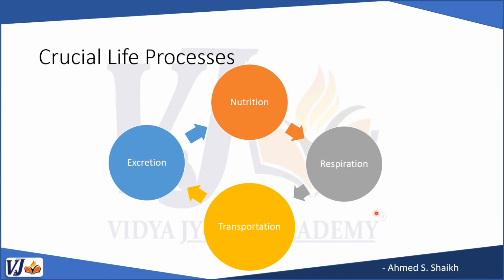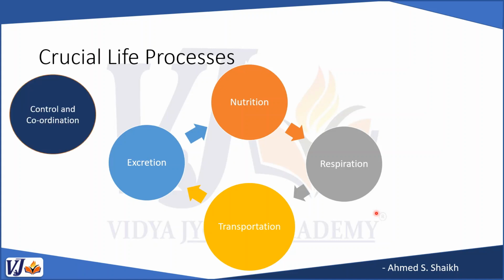Now you might be guessing that these are the only life processes which are very crucial. But apart from these four, we have a few other crucial life processes also. The next one is control and coordination. Because we know that our body is made up of several organs, there should be coordination between these organs because their functions are interrelated to each other. So for that we have a completely different system called control and coordination, and for this we have a completely different chapter in our textbook.